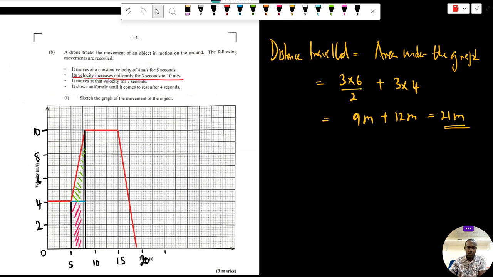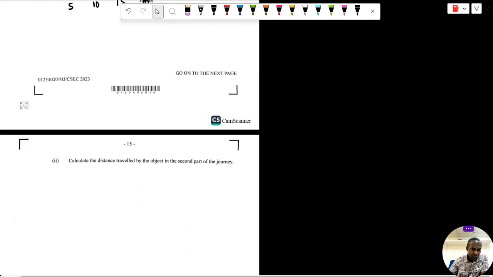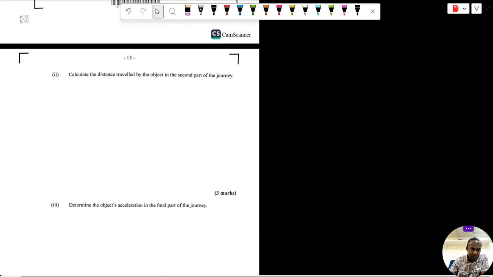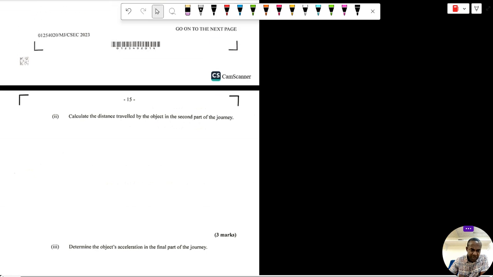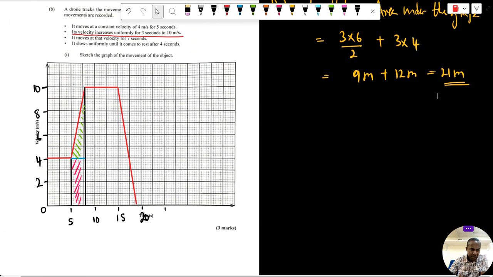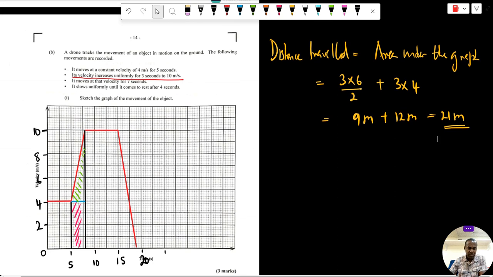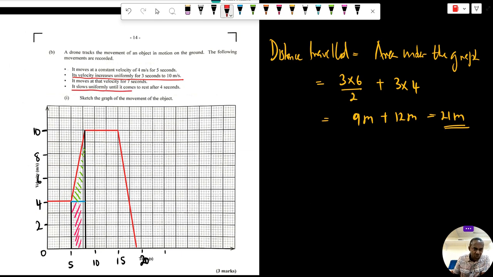Now, let's go ahead and see what else the question asks of us. So we managed to find the distance traveled by the object in the second part of the journey. Now, they also want us to determine the object's acceleration in the final part of the journey. Now, let's look at the graph and identify the final part of the journey. The final part of the journey, of course, is this part right here, which says it slows uniformly until it comes to rest after 4 seconds. So that stage is characterized by this straight line segment.